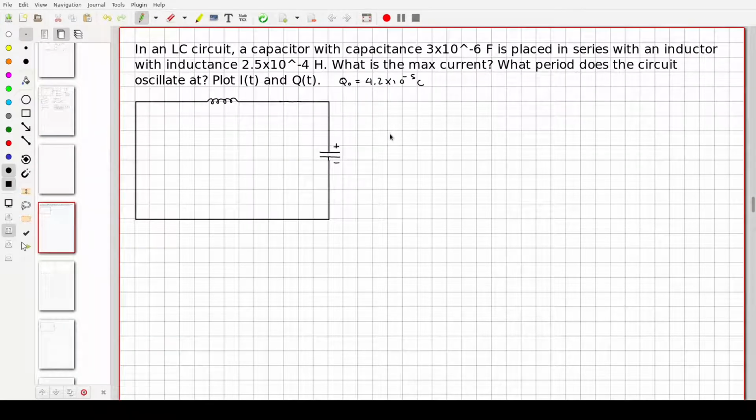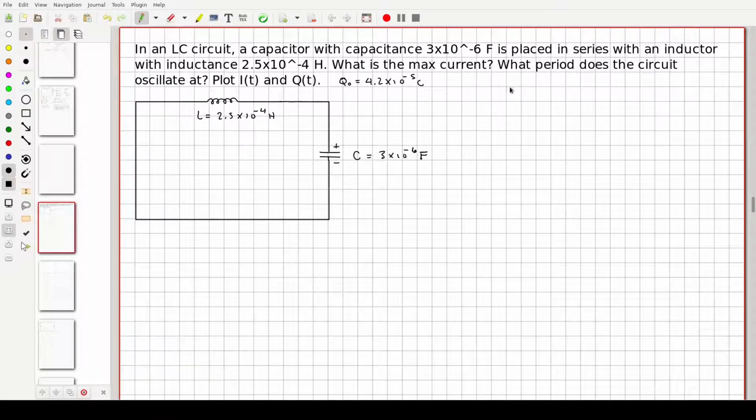So here, what we have is a circuit that has an inductor and a capacitor in it, and the capacitor has been charged. It has an initial charge of 4.2 times 10 to the minus fifth coulombs. Now, the inductor itself has an inductance of 2.5 times 10 to the minus fourth henries. Our capacitor here has a capacitance of 3 times 10 to the minus 6 farads.